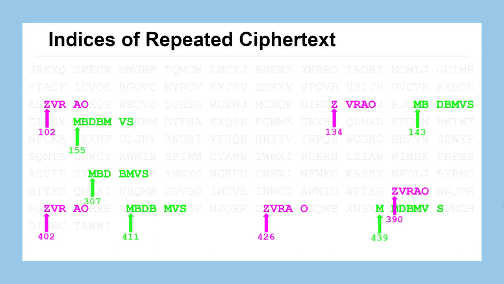We could go to the green words, the MBDB MVS, and we can see that the first occurrence is at 143, the next at 155, the next at 307, and then 411, 439. We can get four more distances. And since the key is the same for this entire message, we know that the length of that keyword must divide all four of those as well. So we've got eight differences between repeated fragments in the ciphertext, and we know that the length of the key must divide all eight of those numbers. Let's see if that's helpful for us to figure out what the true value for the key length is.